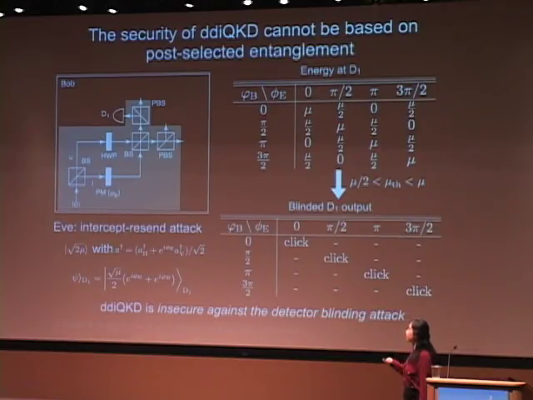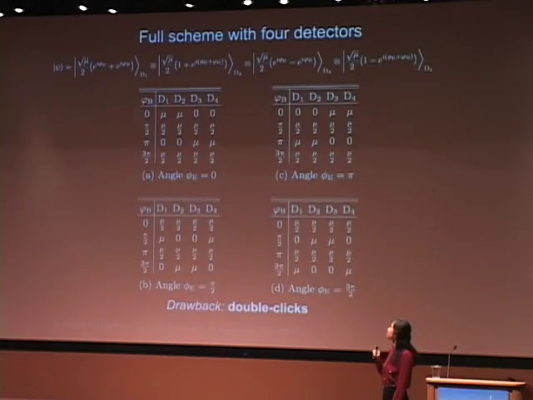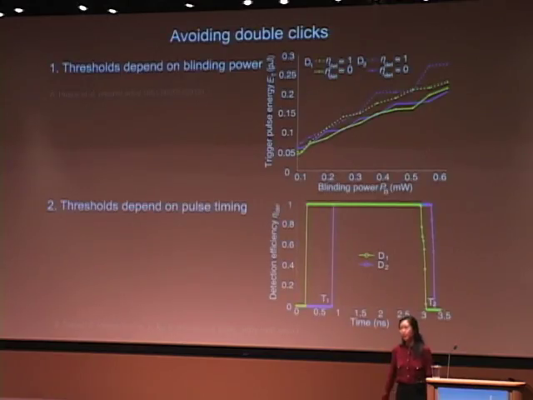What if we have a full scheme with 4 detectors? We also analyzed that, and we found an interesting result. If Bob and Eve choose different bases, then we won't get any click. But the interesting thing is, if Bob and Eve choose the same bases, we always get a double click, as we show in this area. So that's it, that's the end of the story? No. We have several strategies to avoid the double clicks.